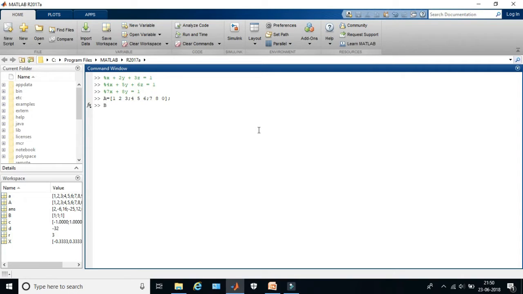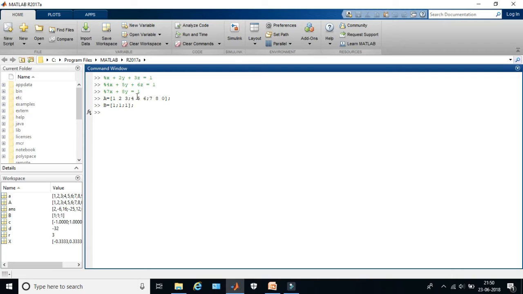and B equals 1. Here remember one thing, when you enter B or the right hand values of the linear equations, you have to enter a column matrix. I already mentioned in my previous video, to enter a column matrix you have to use the semicolon operator. 1, 1. Here is B. Now I am going to find the values of x, y and z.